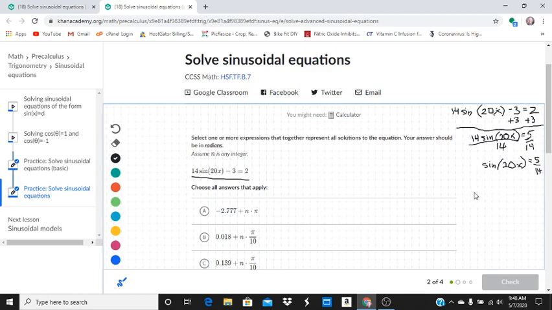Okay, so let's move this over a little bit. We're going to say 20x is going to equal the inverse sine, the arc sine, of 5/14.